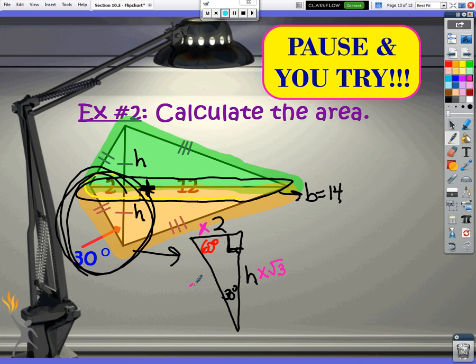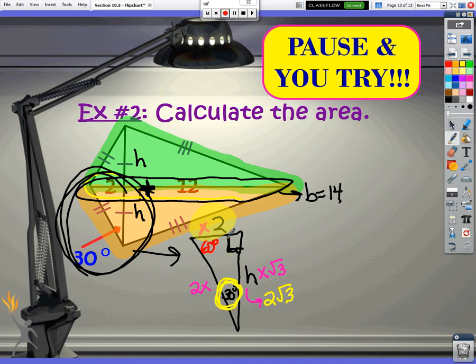The hypotenuse is 2x. Which side of the 30, 60, 90 pattern do I know? I know the x side. X is 2. So sweet, what's the height? It's x root 3. Well, what's x? 2. So the height, do this in a different color here, the height is 2 root 3. But let's say you didn't want to use the 30, 60, 90 pattern. Let's say you wanted to use trig.